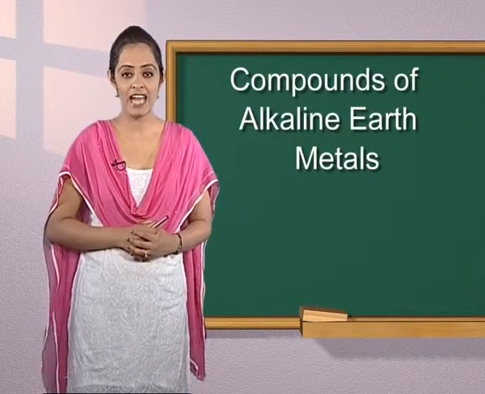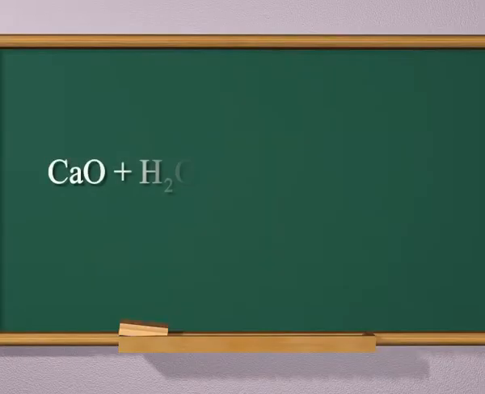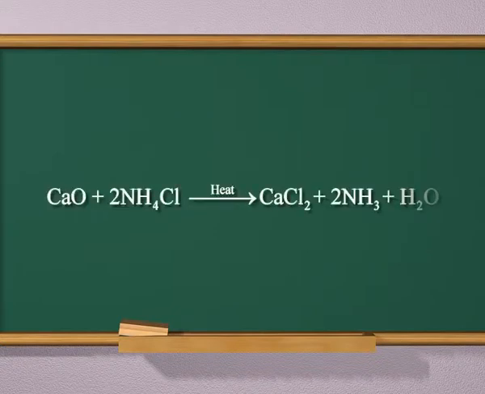When water is added to quicklime, that is CaO, the reaction is highly exothermic, accompanied by hissing sound. Slaked lime, that is calcium hydroxide, is formed as the product and the reaction is called slaking of lime. When calcium oxide is heated with an ammonium salt, it evolves ammonia gas.